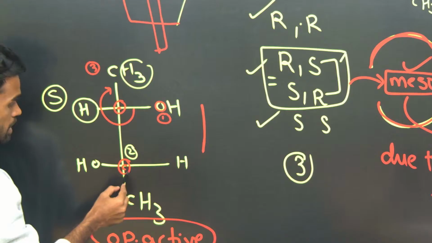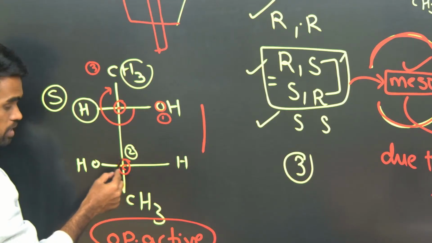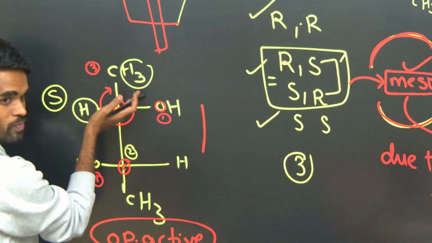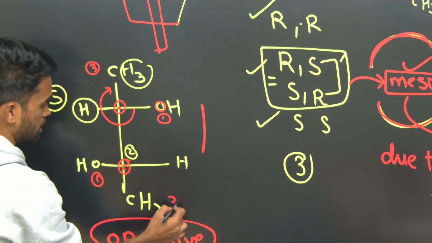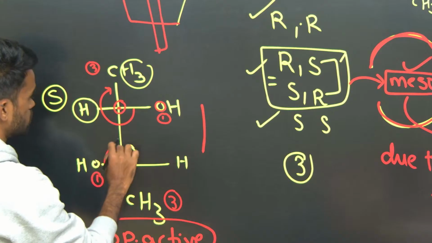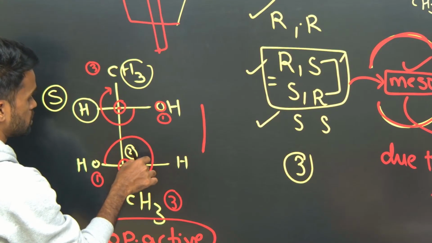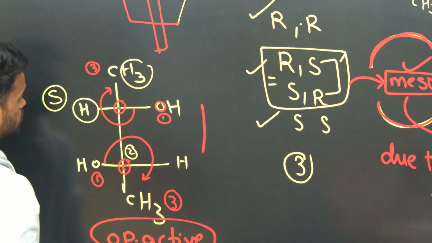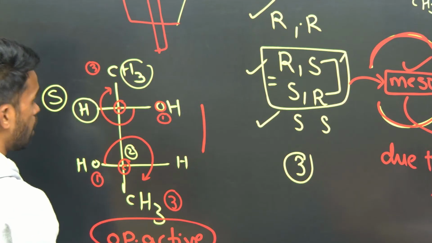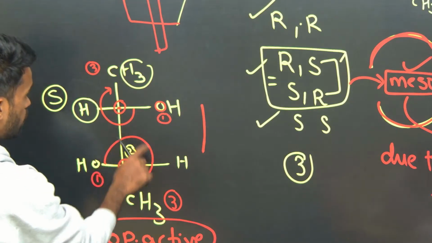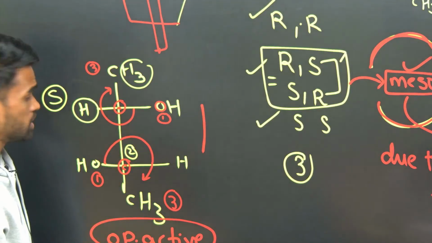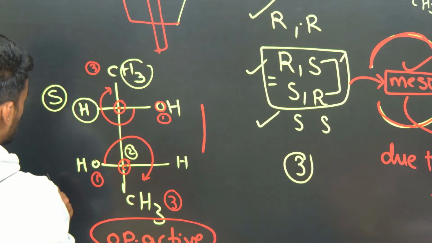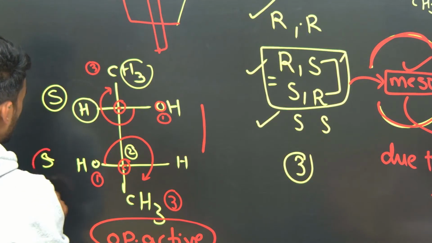Now what about the second chiral center? Tell me. This third carbon is 1. The next group above will be 2. The methyl group will be 3. How is this rotation? Clockwise only. Clockwise, and the least group is in horizontal, so it's S configuration. H is least, right, sir? Yeah. So it will be S.